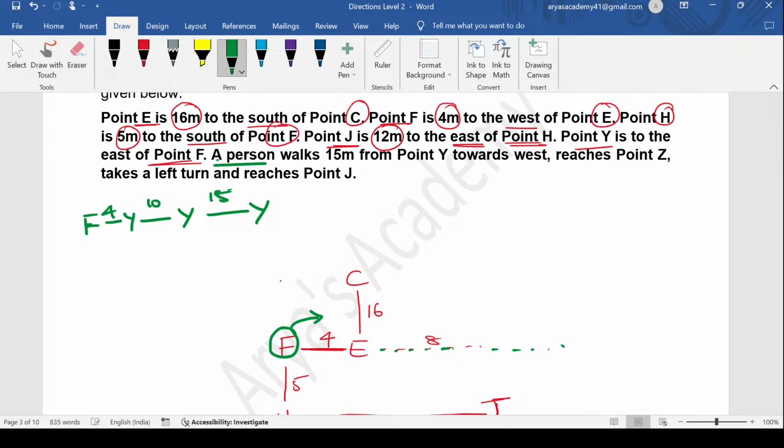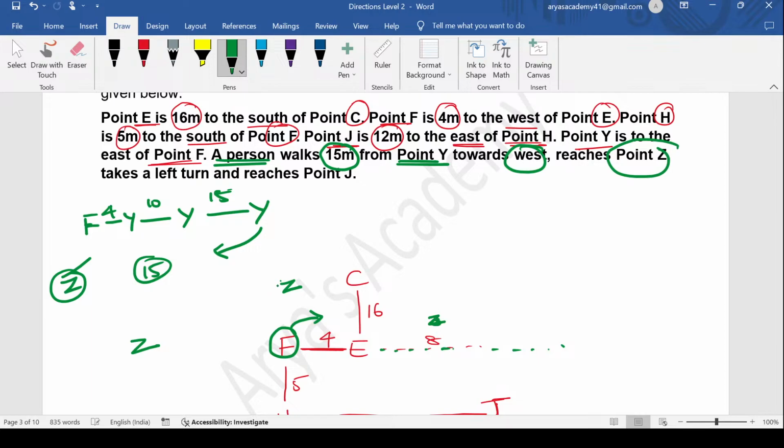Now, if you observe the question, a person walks for how many meters? 15 meters. From which point? Point Y. And in which direction? West. Then he reaches point Z. Now also there is another new point. If he starts from Y and moves towards west, that is towards left, after traveling 15 meters, he'll get another point which is Z. And Z is also not in the diagram. So I cannot assume where Z is. Z can be here, or somewhere over here, or somewhere over here. So due to lack of appropriate information, I am placing neither Y nor Z in the diagram. I will read it further.